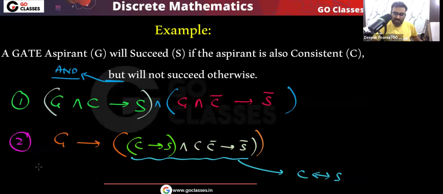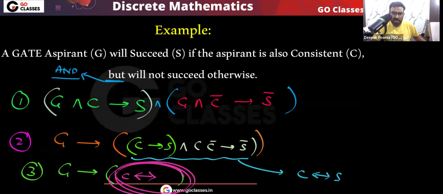Okay, agree? So I can say that if you are a GATE aspirant, then I'm saying something about you. What I'm saying is that if you are consistent, then you will succeed. If you are not consistent, then you will not succeed. Means if you are a GATE aspirant, then this is the claim I'm making: that your success fully depends on your consistency. That's it. I hope you understood. So these are the three ways to write this statement.